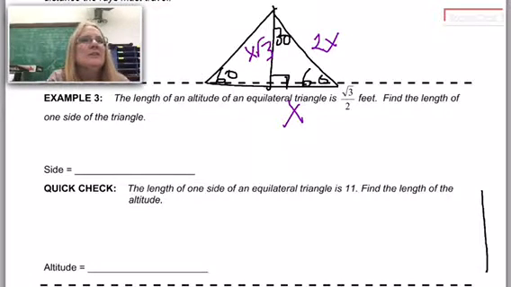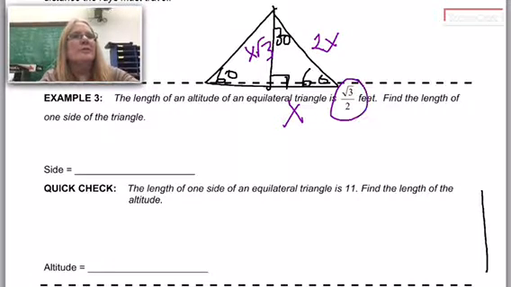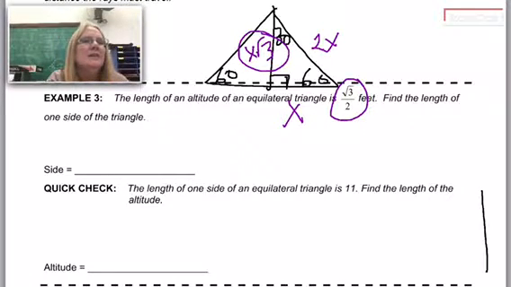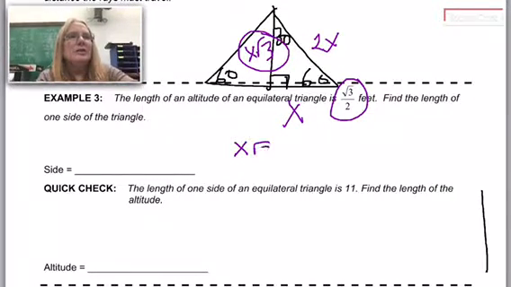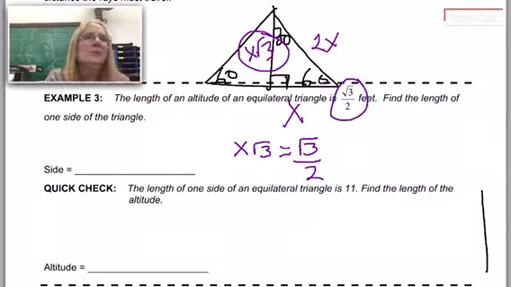Now here they're telling us that the altitude is the square root of 3 over 2. So that is this. So this one gets a little tricky in the algebra, okay? But we have x to the square root of 3 is equal to the square root of 3 over 2. So there's a couple different ways to go about solving this problem. And so one thing to do is to divide both sides by the square root of 3. We want to get the x by itself, so we could do that.